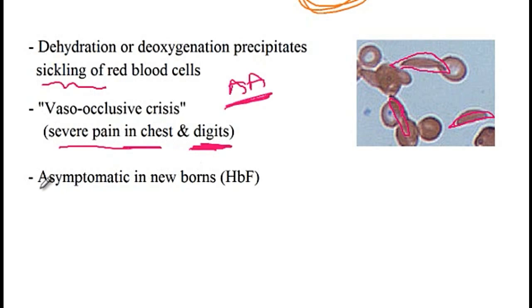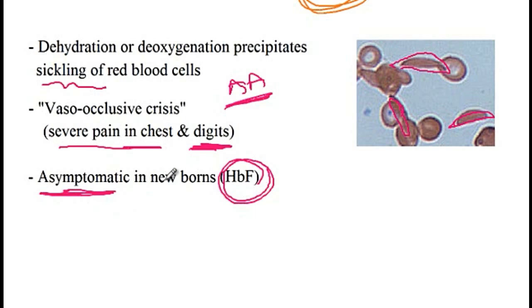Now, once again, I have a question for you: why is it that newborns are generally asymptomatic? And the answer is written right in front of it, because there is hemoglobin F up to 6 months of age. So similar to beta thalassemia major, patients with sickle cell anemia can be asymptomatic for the first few months of life.